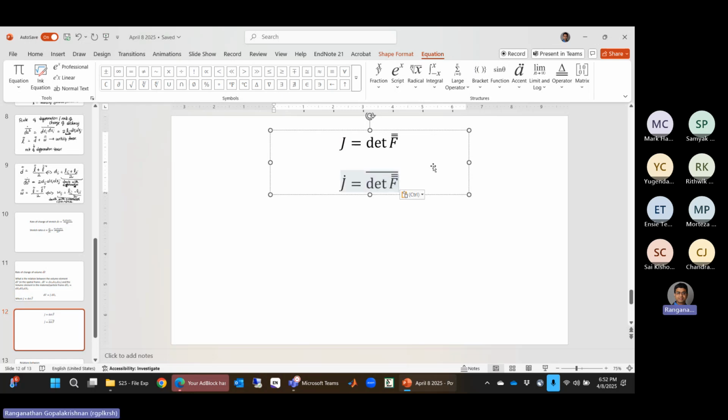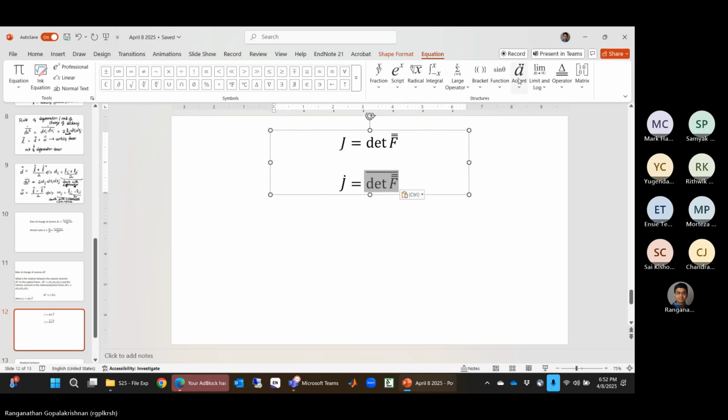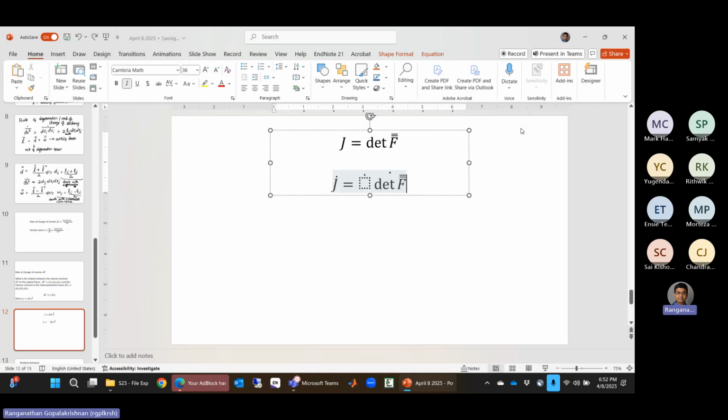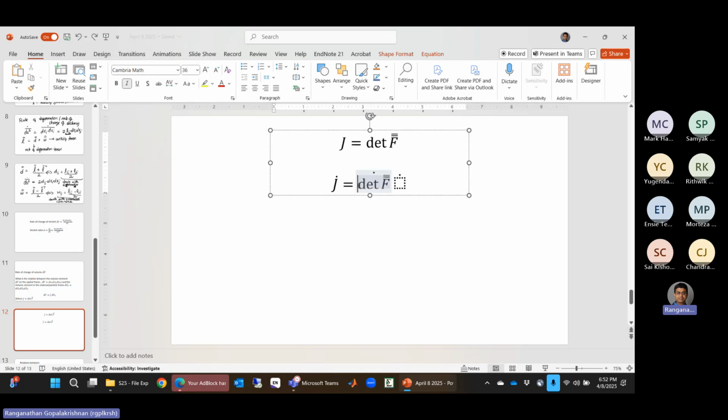All right, so you have determinant of F, and I need the dot of this. Oops. Okay, just one second. I need to get this right. Otherwise, it's easy to write this, but not type this.